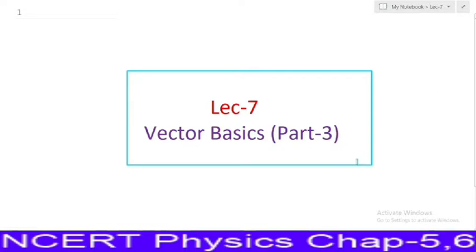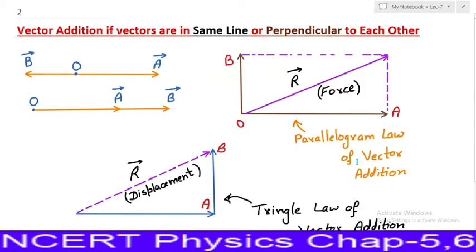In the previous lecture we learned how to find vector addition if two vectors are in the same line or perpendicular to each other. We observed generally for force vectors we use the parallelogram law of vector addition, and for displacement or velocity vectors we use the triangle law of vector addition. Vector addition generally means the resultant of two vectors. It means if we want to add two vectors, then we want to find the resultant of these two vectors.